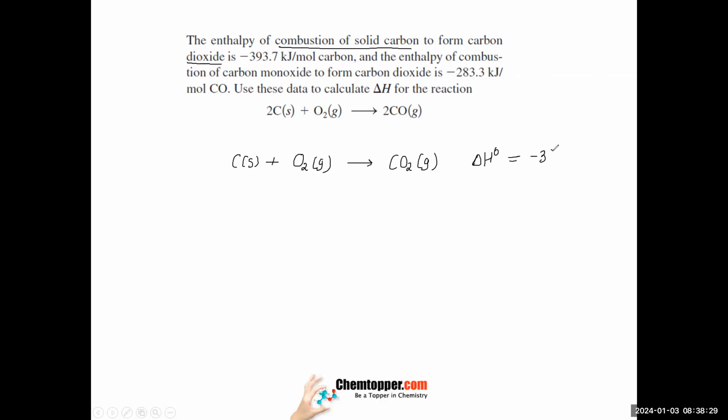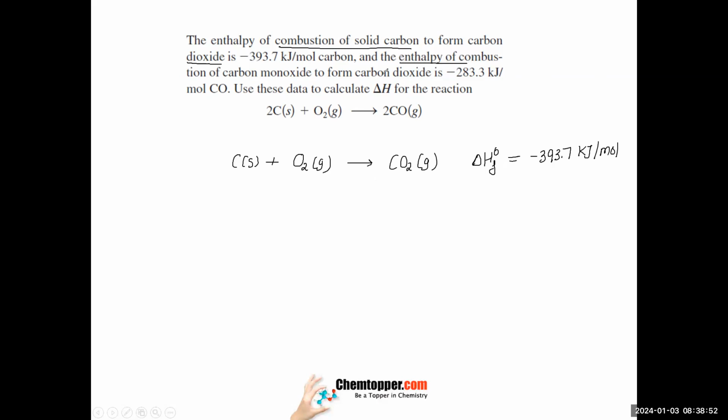Minus 393.7 kilojoules per mole. Can I call this reaction the formation of CO2? Can I call it formation of CO2? See, CO2, C and oxygen. So I can say this is formation, right?